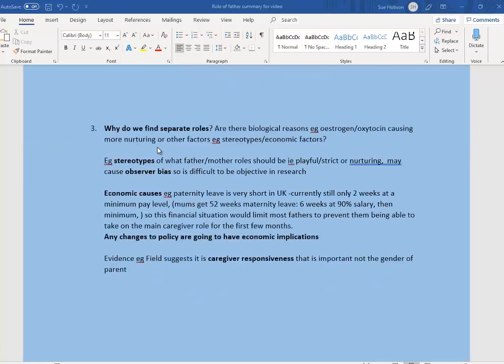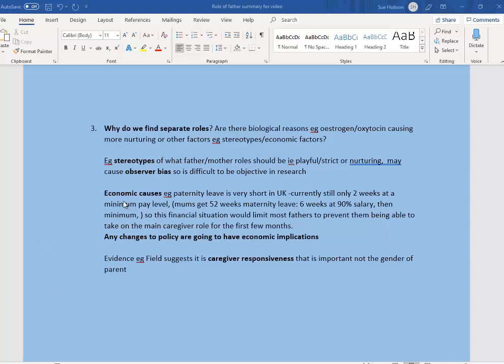So therefore we question, why do we find a separate role? Are there biological reasons, like more estrogen and oxytocin causing more nurturing, or are there other factors like economic factors or stereotypes? For example, stereotypes of what father and mother roles should be, i.e. father is playful or strict or mother is nurturing, may cause observer bias. So we may have those existing stereotypes, and therefore it's difficult to be objective in research.